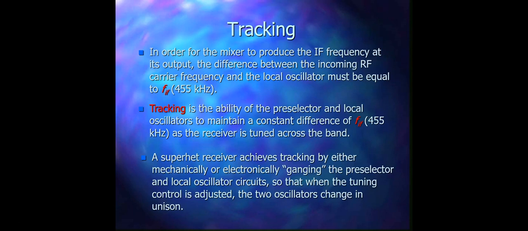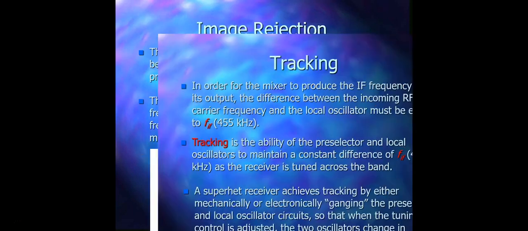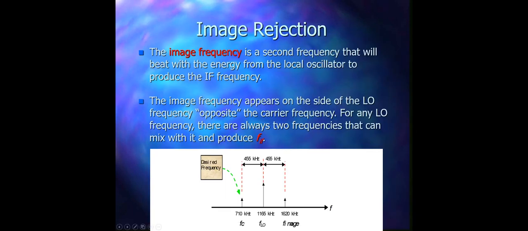Now, if the mixer and the local oscillator work together to convert the incoming carrier frequency into the IF frequency, then why do we need the preselector circuit? Why can't we have a direct incoming signal going into the mixer, and then have just the local oscillator circuit to create the local oscillator signal? So we are going to learn here why we need the preselector circuit.